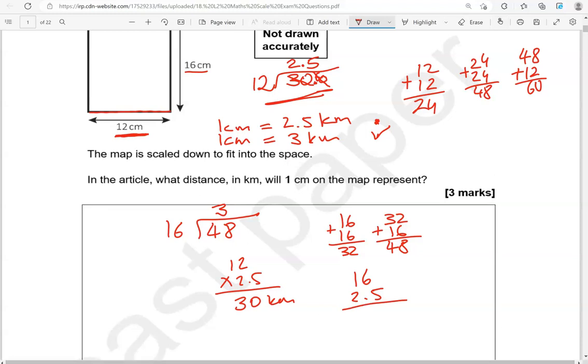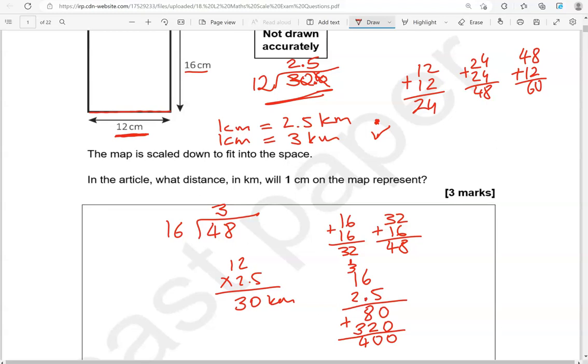5 times 6 gives us 30, so 0 down, 3 carried over. 5 times 1 is 5, and the 3 is 8. We put a 0 down, and now 2 times 6 is 12, so 2 down, 1 carried over. 2 times 1 is 2 and the 1 is 3. Adding these together, 0, that's 10. So that gives us what? Where do we put the decimal point?